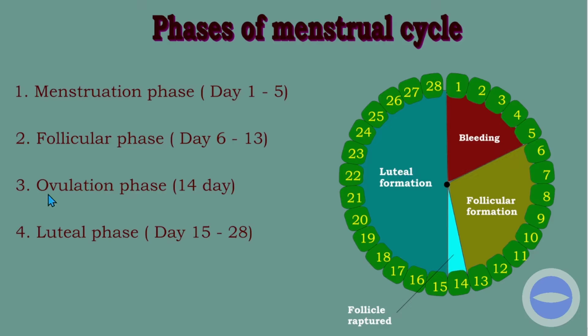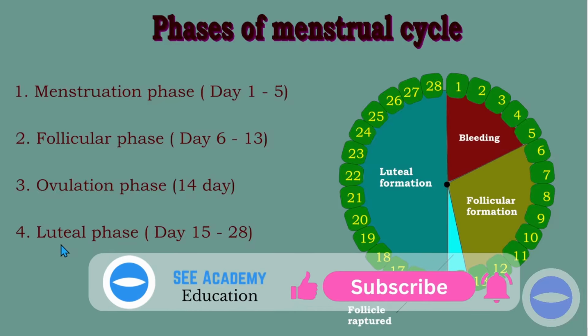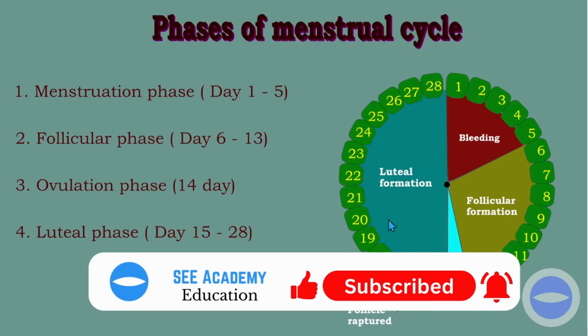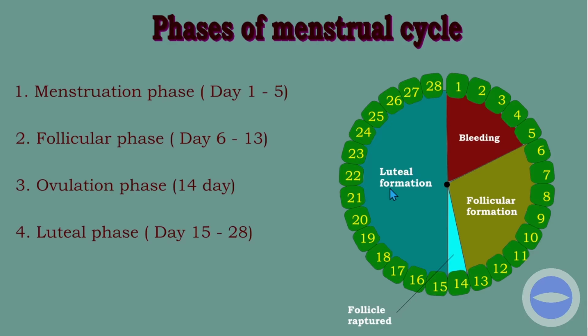And then we have the ovulation phase. The ovulation phase takes place on the 14th day. During the ovulation, the follicle ruptures to release an egg, a matured egg. And then we have the luteal phase. The luteal phase is from the 15th day to the 28th day. This is the last phase of the menstrual cycle. This is the luteal formation, or the formation of the corpus luteum.